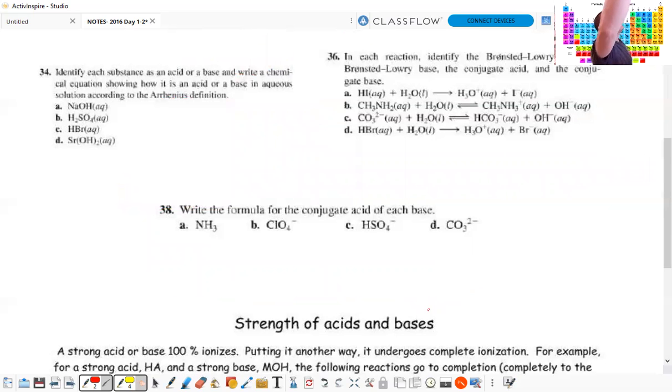Identify in each reaction the Bronsted-Lowry base, acid, the conjugate acid, and the conjugate base. Like I said, we don't really differentiate. So acid, base, base, acid. Base, acid, acid base, acid base, and base acid. See, water is easy to pick out. This one, then this must be the base, and that would be the acid. Yep, and then this must be the acid, and that is the base.